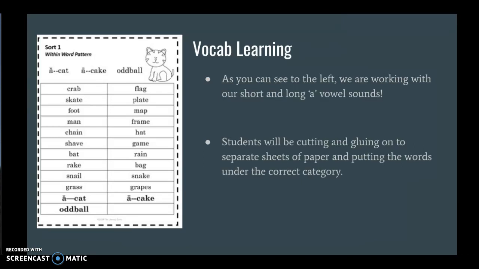As you can see on the left, we're working with our short and long A vowel sounds. Students will be cutting out those words and gluing onto separate sheets of paper, putting the words under the correct category of either the long A or the short A sound, or there's always the oddball category that fits neither of those.